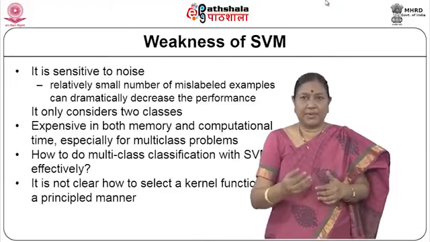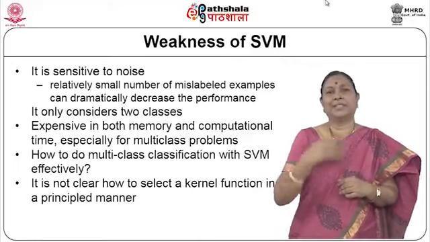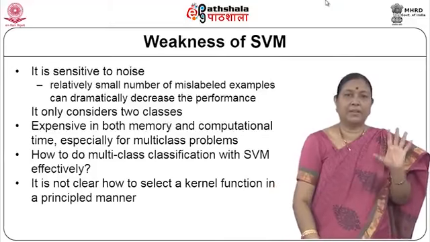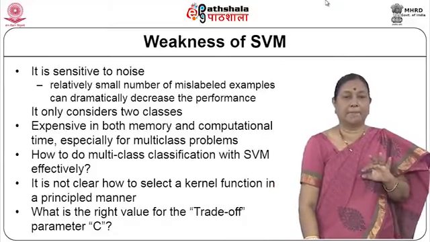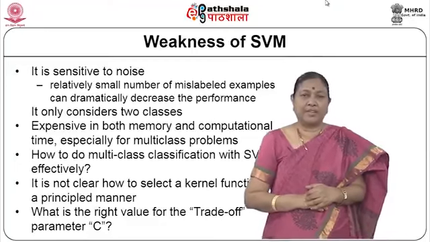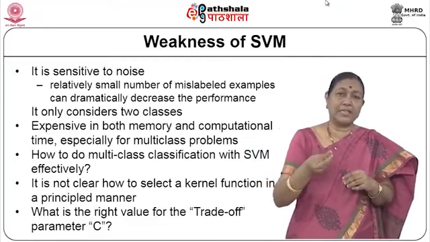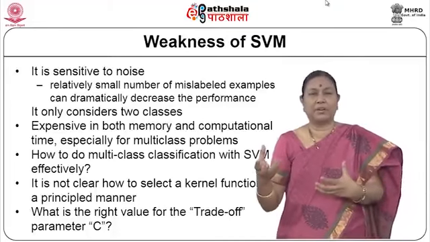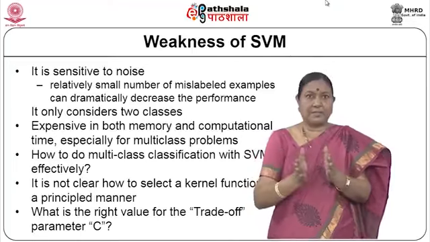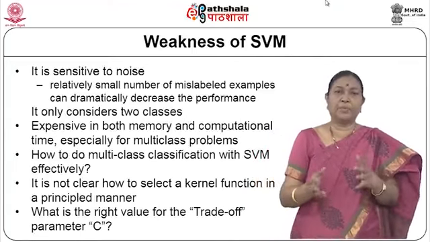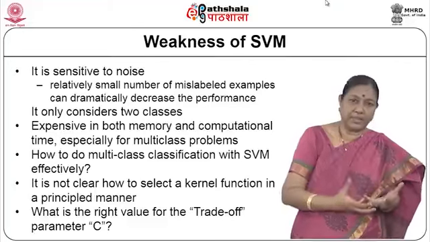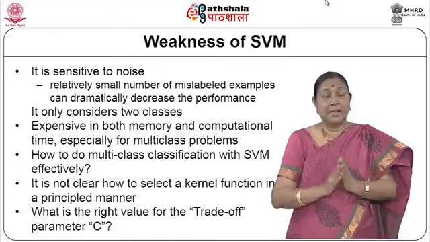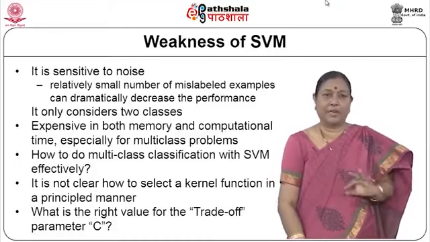Another problem, which we have mentioned before also, is that we just said, magically, a kernel function. It is not clear how to select a kernel function in a systematic or principled manner. What is the right value of the trade-off parameter C? Remember what C is? C is for the soft margin. How do you decide the value of C? Should it be underfitting? Should it be overfitting? Where do you draw the line? Because this is a typical problem: if you do too much underfitting, it is a random selection, it does not model the training data, but if you do overfitting, it cannot handle or predict new data.